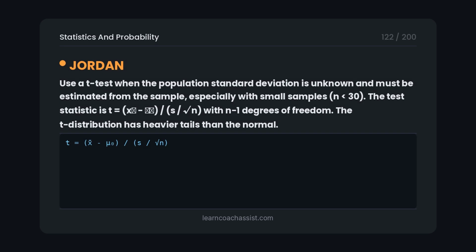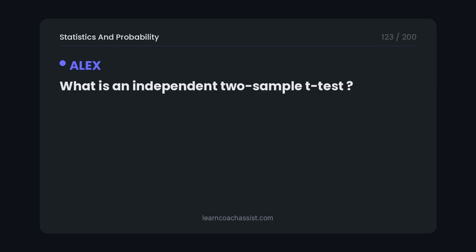Use a t-test when the population standard deviation is unknown and must be estimated from the sample, especially with small samples, n less than 30. The test statistic is t equals (x̄ - mu) / (s / square root n), with n - 1 degrees of freedom. The t-distribution has heavier tails than the normal. What is an independent two-sample t-test?